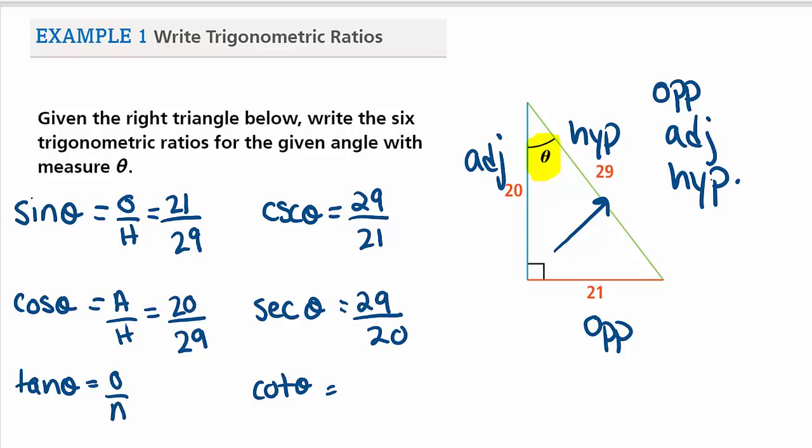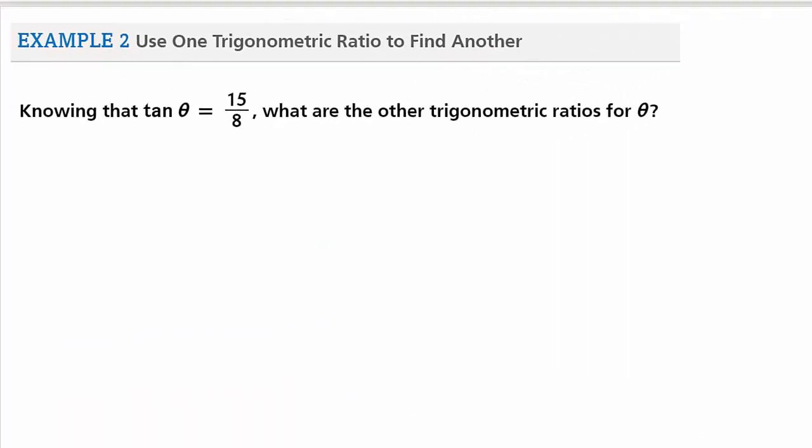Tangent is opposite over adjacent. Opposite is 21, adjacent is 20. And I'll do cotangent at the same time by taking the reciprocal. These are the 6 trigonometric ratios, and that's all the question is asking us to do. Example 2 is a similar question. It's set up differently based on the information that's given to us in the question.